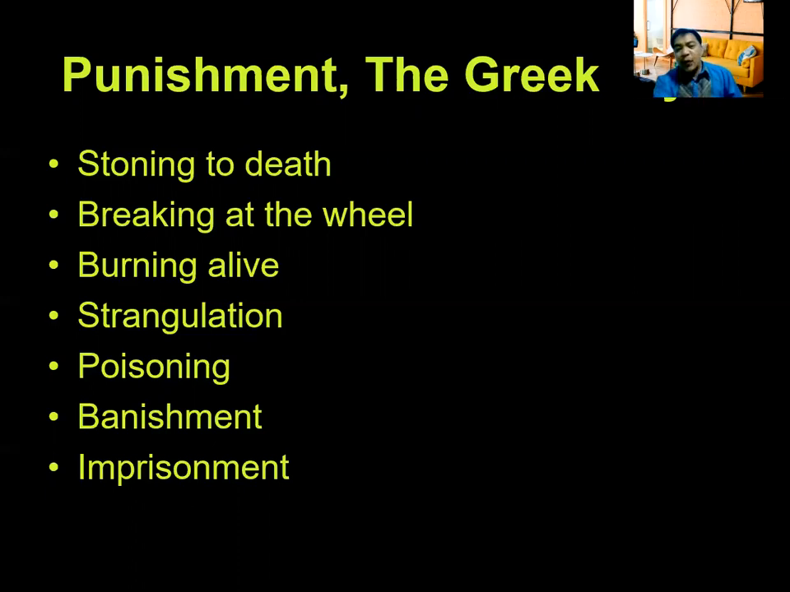Okay, and then of course we have their imprisonment. While it is true that we have included imprisonment here in our list, we do not consider imprisonment as a form of punishment among the Greeks, considering the fact that imprisonment was only used by the Greeks for purposes of preventive imprisonment.